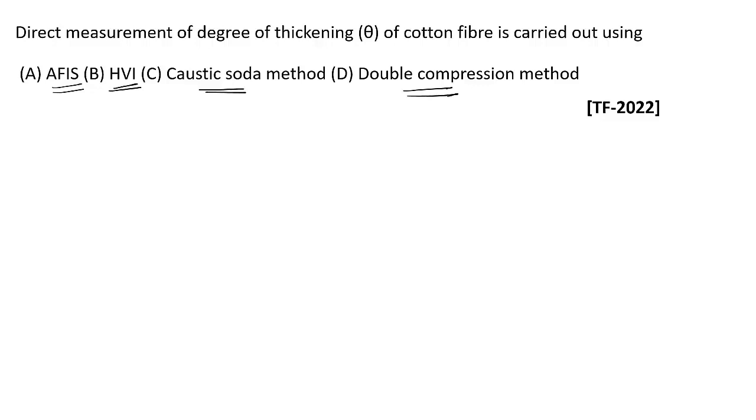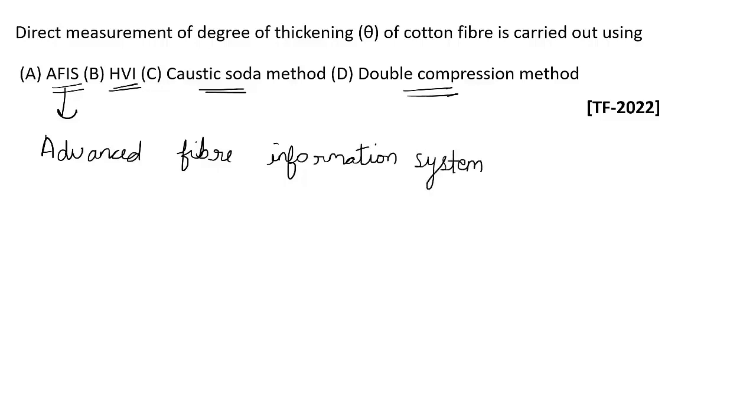machines also. So if you know about what is AFIS, AFIS is Advanced Fiber Information System. So this is AFIS. What is the role of AFIS? It is used for direct measurement. So all these things, if you notice, these are all indirect measurement techniques, whereas in AFIS it is a direct measurement of degree of thickening of cotton.